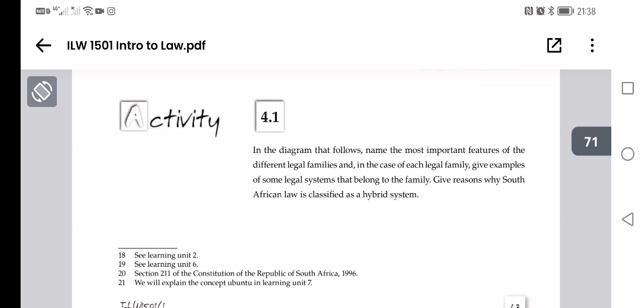Activity 4.1. In the diagram that follows, name the most important features of the different legal families. In the case of each legal family, give examples of some legal systems that belong to the family. Give reasons why South African law is classified as a hybrid system.